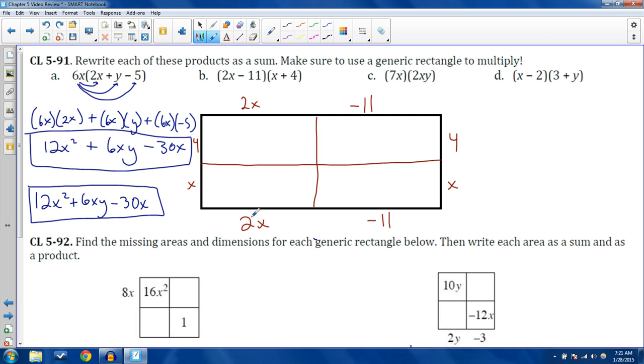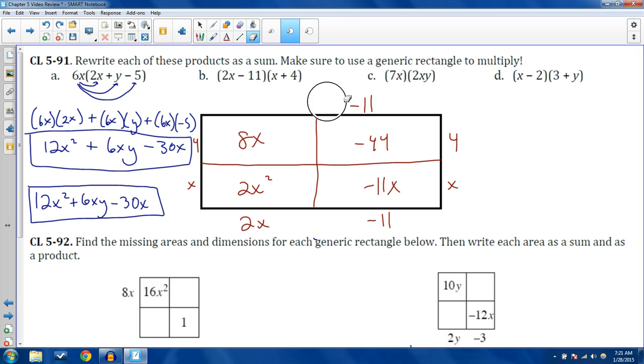That way, if you can't find, oh, what do I multiply this with over here? Oh, with that 4, because this is 2x and this is 4. So 2x times 4 is 8x. 4 times negative 11 is negative 44. Negative 11 times x is negative 11x. And x times 2x is 2x squared. So I need some room to write my result. I'll go and do it right up top here.